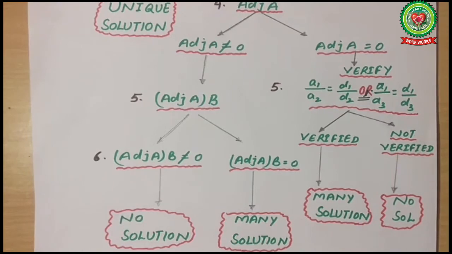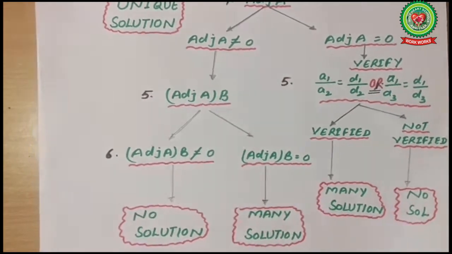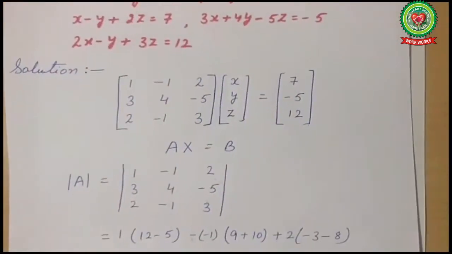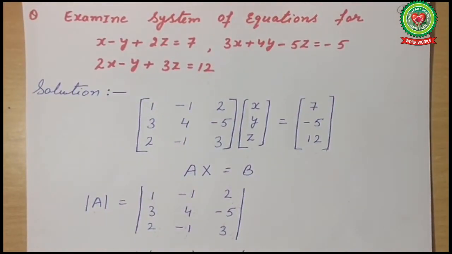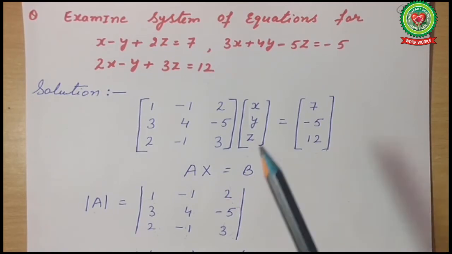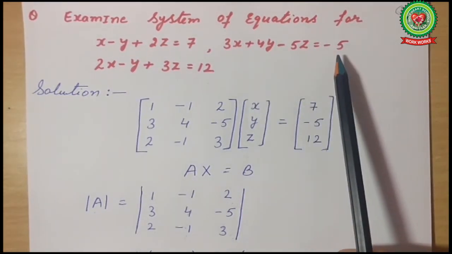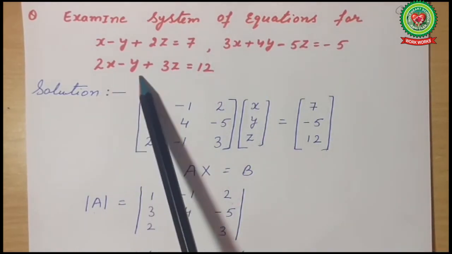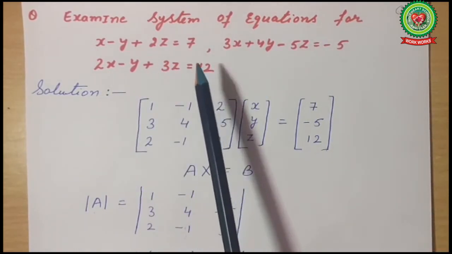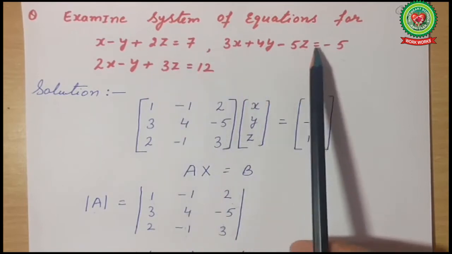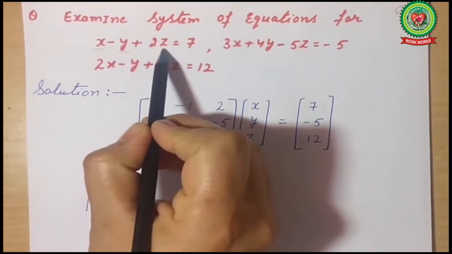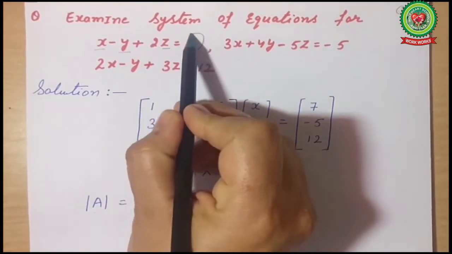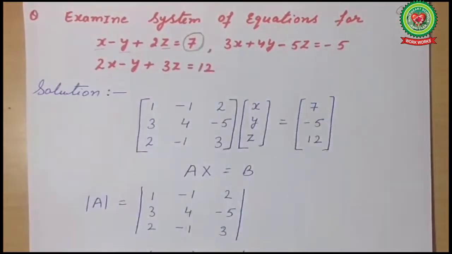Now let's take one example to understand this topic. Examine the system of equations x minus y plus 2z is equal to 7, 3x plus 4y minus 5z is equal to minus 5, 2x minus y plus 3z is equal to 12. Now three equations are given to you with three variables, x, y, z. The constant term is called the D value.